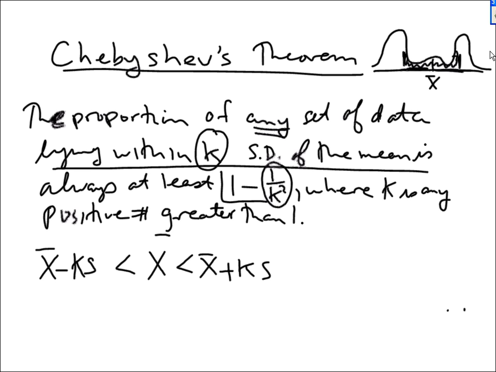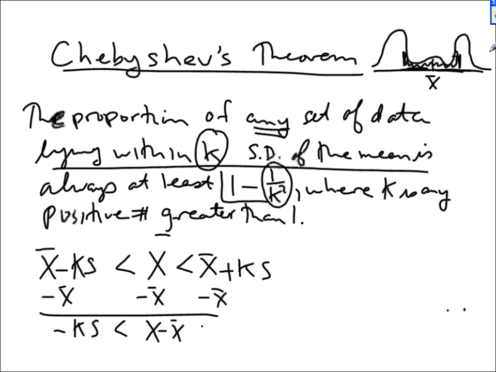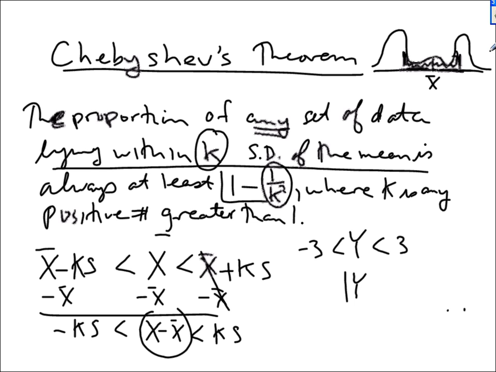If I take away x bar from all 3 sides, I get negative Ks is less than x minus x bar, which is less than Ks. Let's just call that y for a moment. If y is in between, say, negative 3 and positive 3, that means the absolute value of y is less than 3. Since this and this just differ by a negative sign, you can say this.